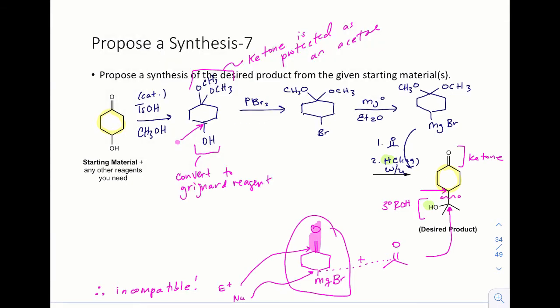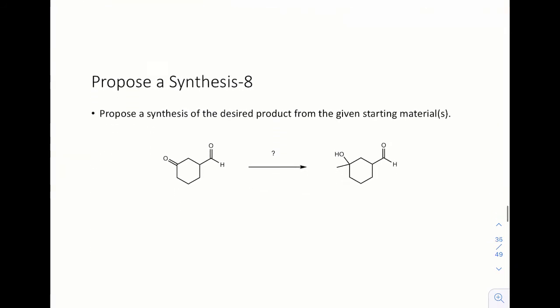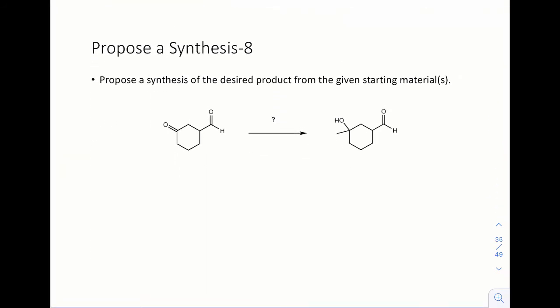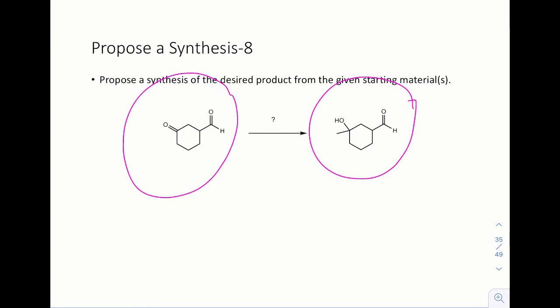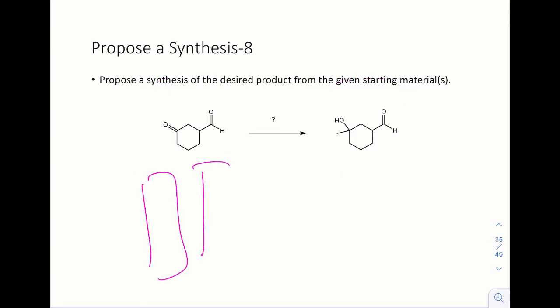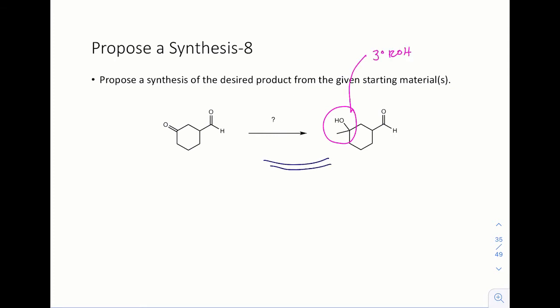Now that we've practiced with this problem, let's try again. I would like for you to use what you learned on the previous problem to propose a synthesis of this desired product from this starting material. Do your best. Give yourself 5 minutes. We notice the tertiary alcohol in the product. We're pretty sure this came directly from this ketone to which a 1-carbon nucleophile was added.